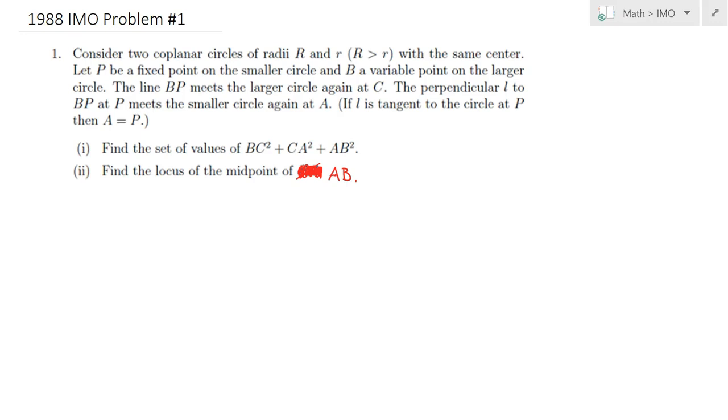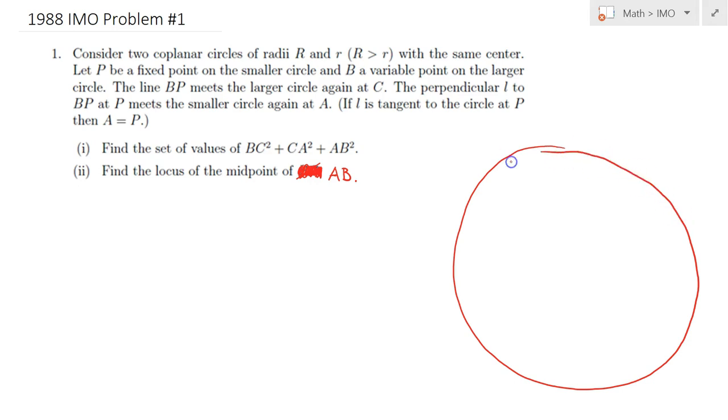Hello everybody, in this lecture we will be going over 1988 IMO problem number 1. Here's a view of this problem. We are given two concentric circles with different radii, so let me go ahead and draw these two circles. So here is the first one and the second one.